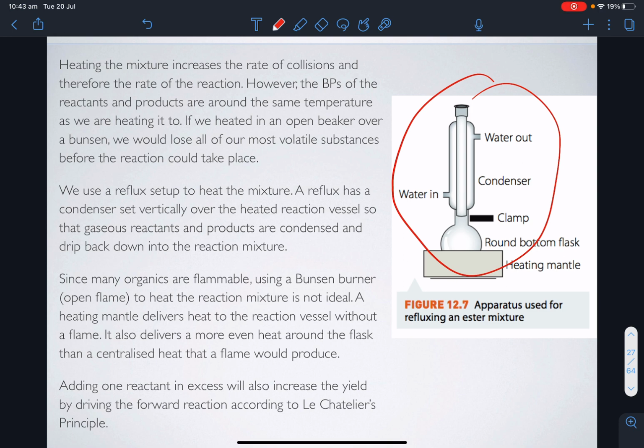What we can do is set up our reactants down here, and as they heat up, they're coming into a condensing tube, like when we do distillation. But here, that condensing tube is vertical. So it goes up as a gas, it's going to condense on the walls and cool down and drip back down into our reaction vessel. So the idea is we want to heat up but not lose any gases, so we're using a condenser directly above so it drips back down.